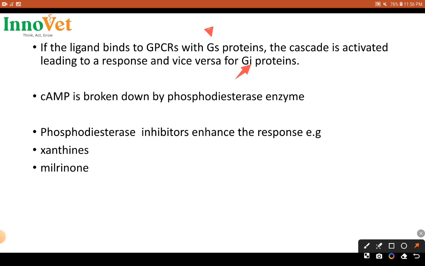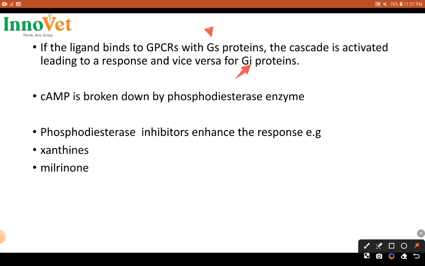Our secondary messenger, in this case cyclic AMP, is broken down by the phosphodiesterase enzyme, to regulate the reaction. So when the work of cyclic AMP is done, it is then broken down by the phosphodiesterase enzyme. Now we know that phosphodiesterase inhibitors will enhance the response.